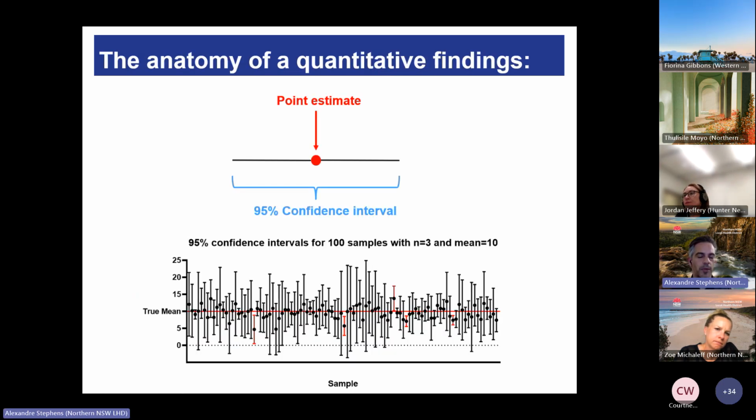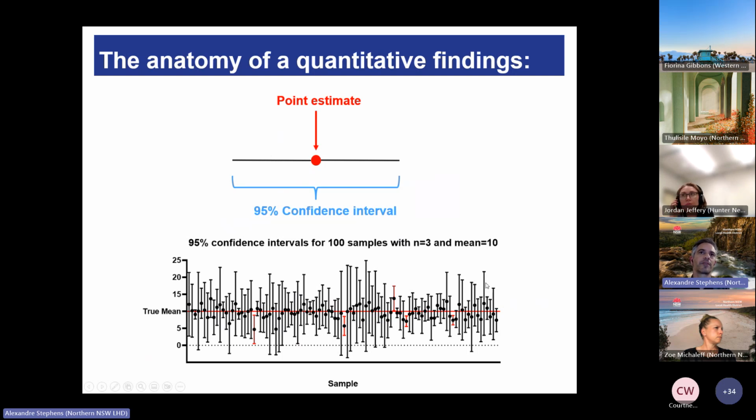So let's talk a little bit about these point estimates and the 95% confidence interval, because that's really key to understanding how to use these effectively. The 95% confidence interval actually provides a range for the plausible value of the true population parameter. And it's interpreted in this particular way.